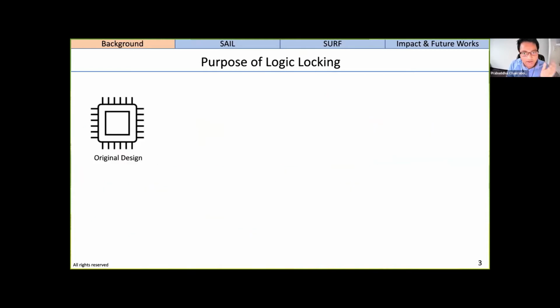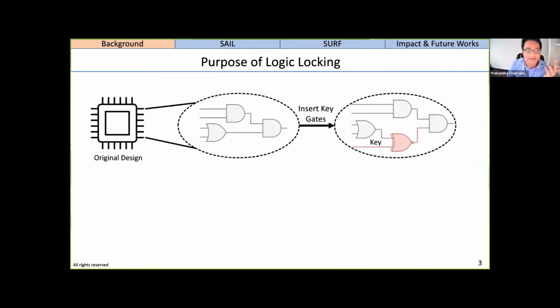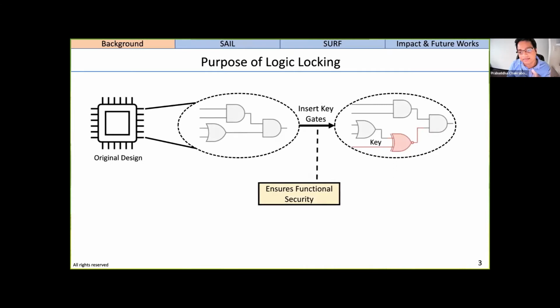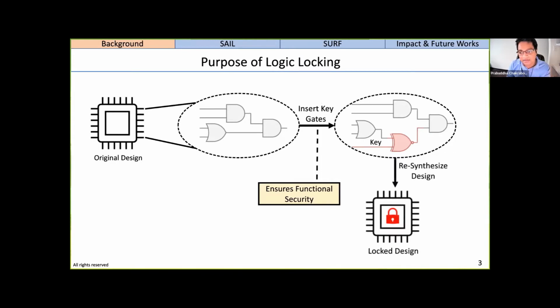One solution to some of these problems is logic locking. You have this design and you essentially insert a few key gates in the design. Unless you enter the right key, the design will not function normally. So this ensures functional security. And generally, we do our resynthesis of the design after inserting the key. That way, we attempt to introduce some structural changes in the design, and that way, we are trying to prevent reverse engineering of the design.